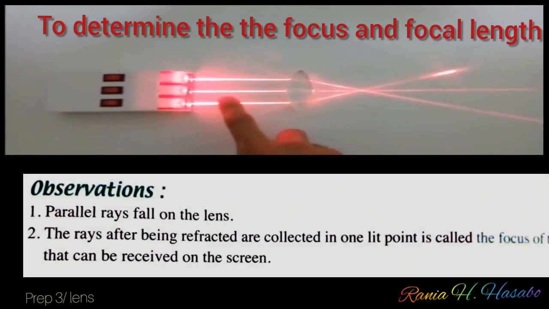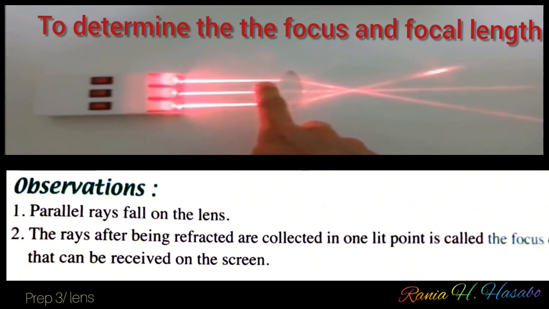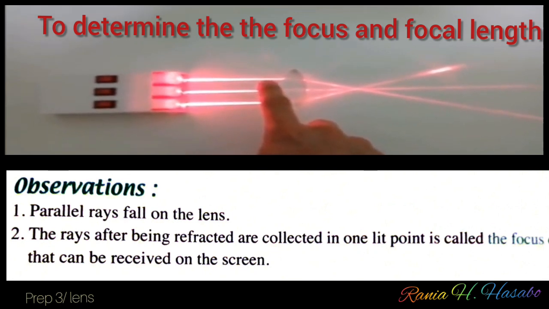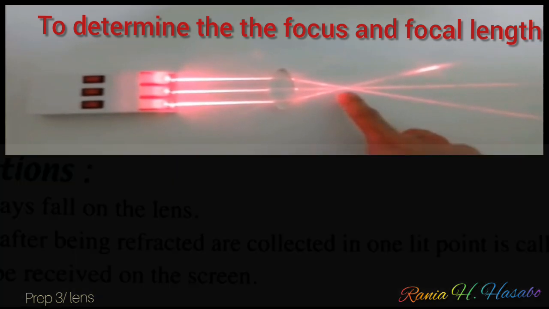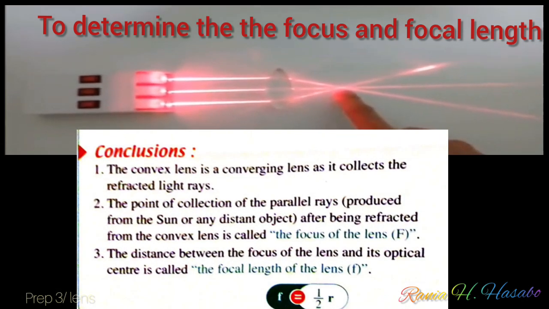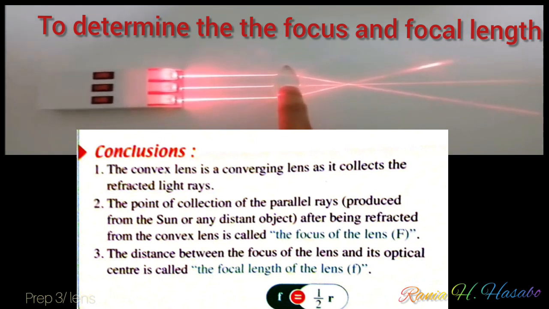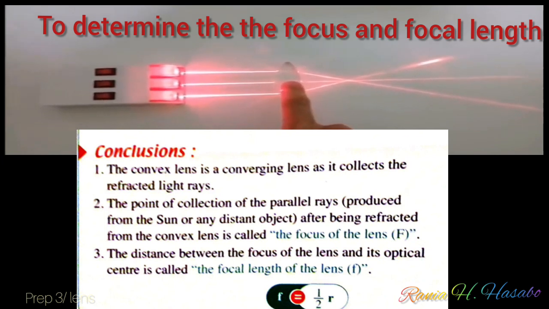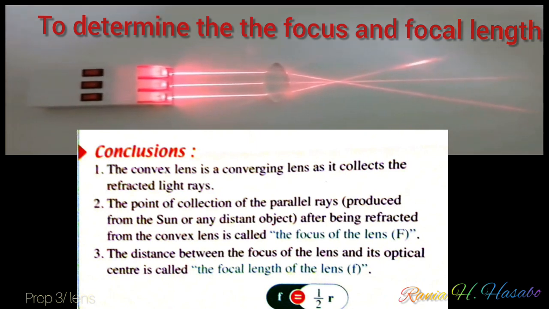We observe that parallel rays fall on the lens, and the rays after being refracted are collected in one point, which is called focus or principal focus. The conclusion: the convex lens is a converging lens. Number 2, the point of collection of the parallel rays after being refracted from the convex lens is called focus. Number 3, the distance between focus and the optical center is called the focal length. Focal length equals half the radius.